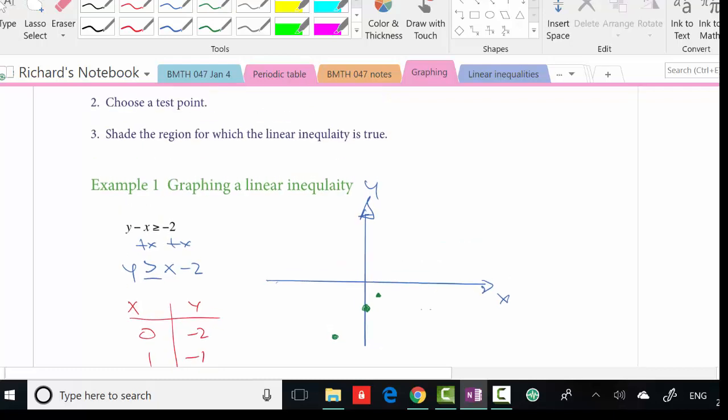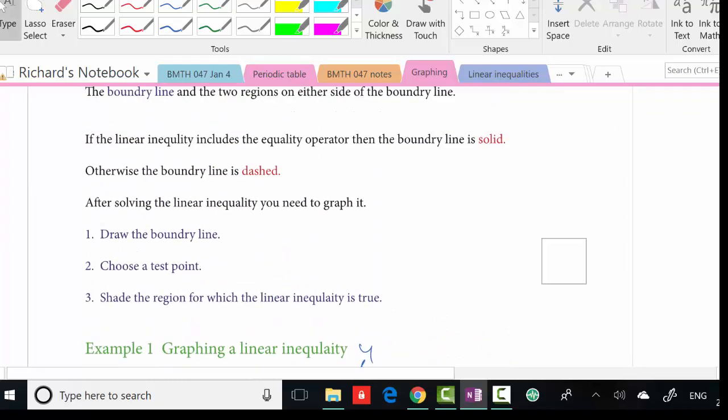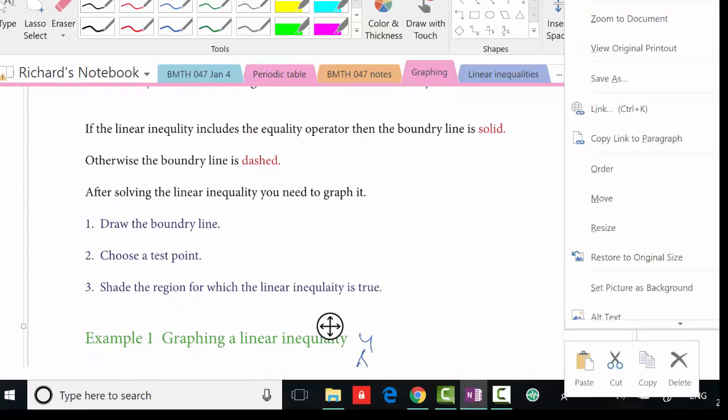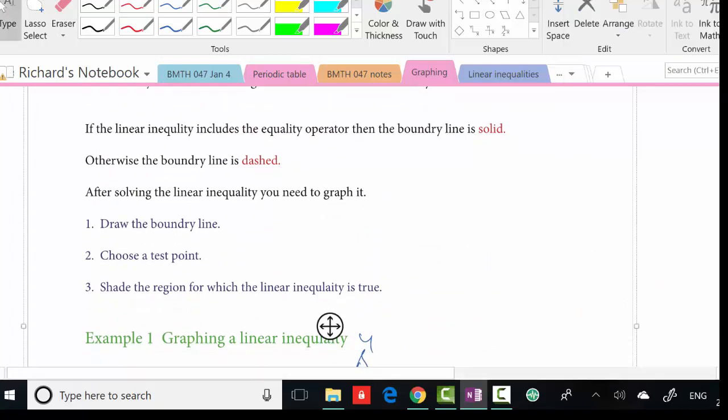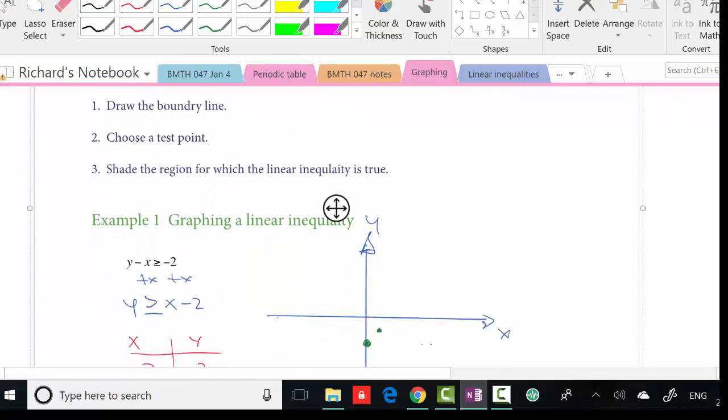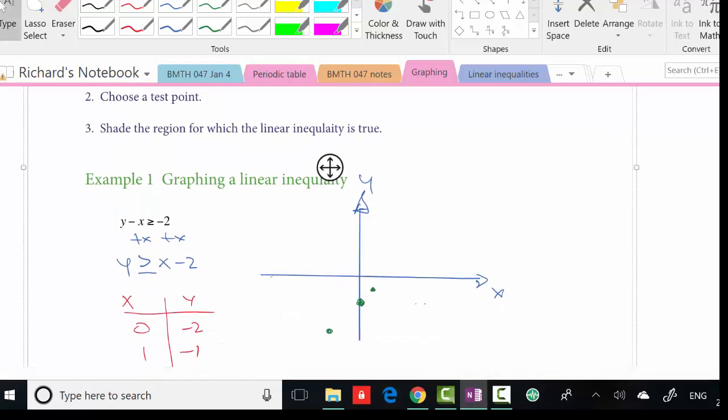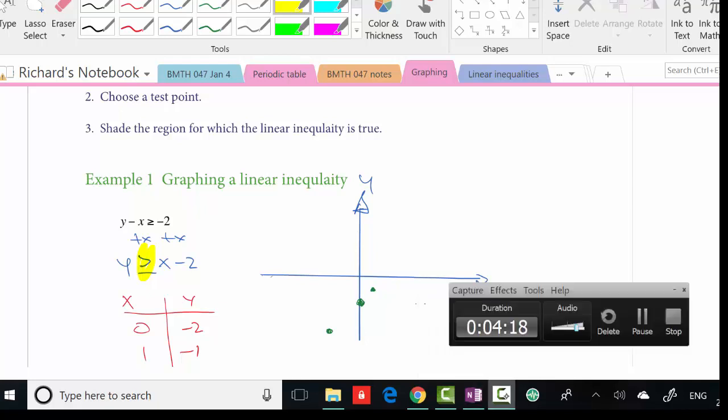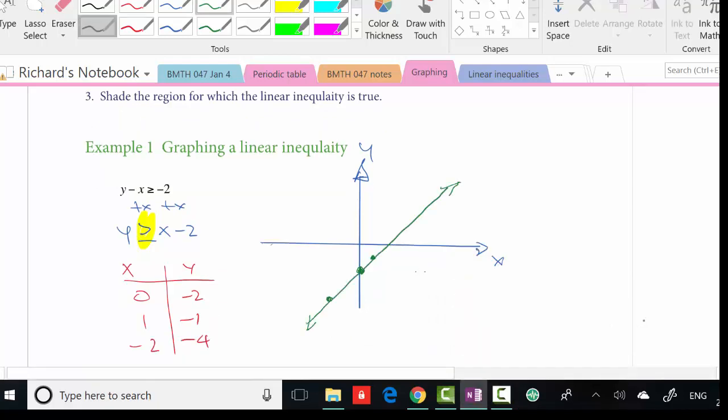Now, the rule here, remember, for the boundary line, if the linear inequality includes an equality operator, then the boundary line is solid. What case do we have here? We've got an equality operator. You see that right there? So the inequality is y is greater than or equal to x minus 2. So I'm going to have a solid boundary line. So now I've indicated my boundary line.